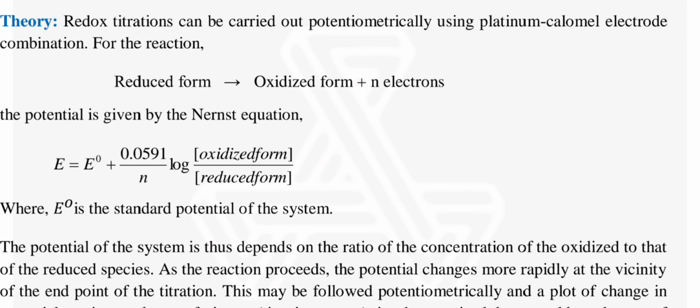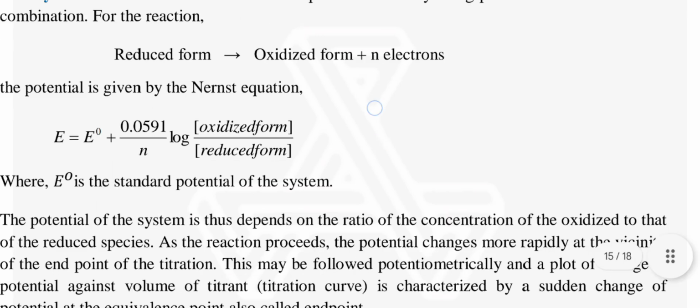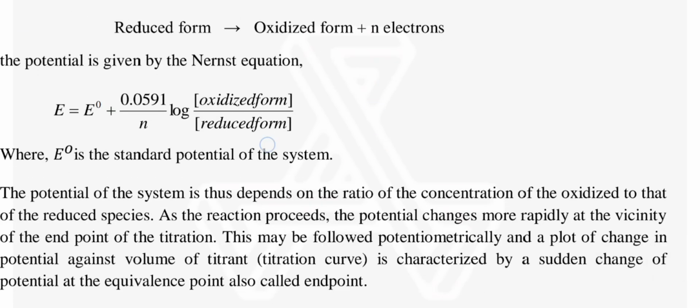For the reaction, oxidized form plus electrons gives reduced form. The potential is given by the Nernst equation. E is equal to E0 plus 0.0591 by n log of oxidized form by reduced form, where E0 is the standard potential of the system.